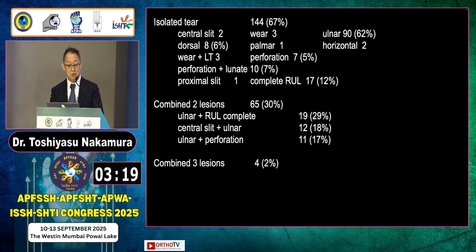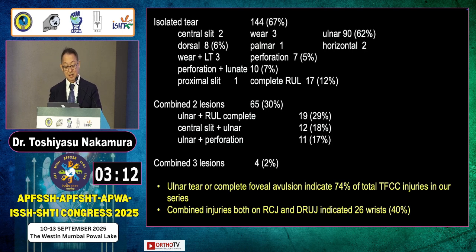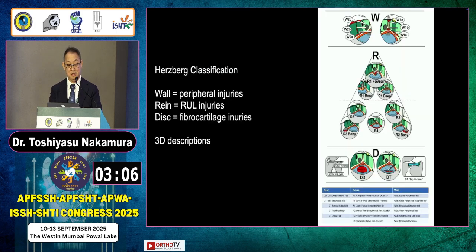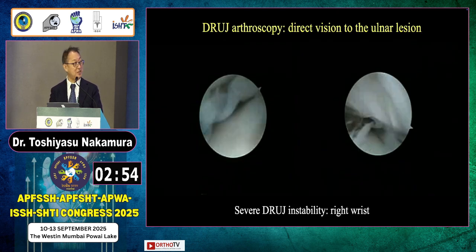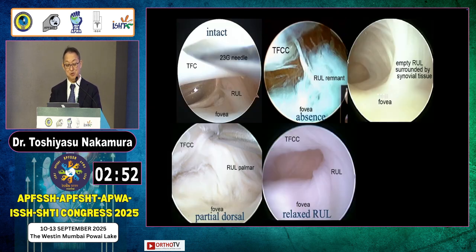The isolated tear was found in two-thirds of the cases, and I see a double region here. Then sometimes I also see a triple region on the TFCC. The Herbert classification, with more three-dimensional description, was recently published. Then I normally do a DRUJ scope, but sorry, this video cannot work, and I will show you later.